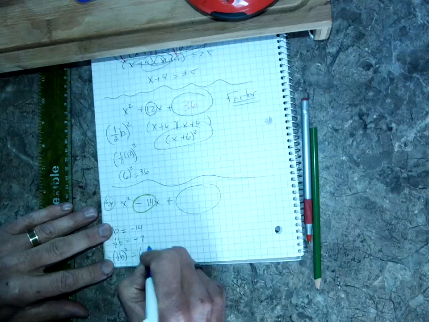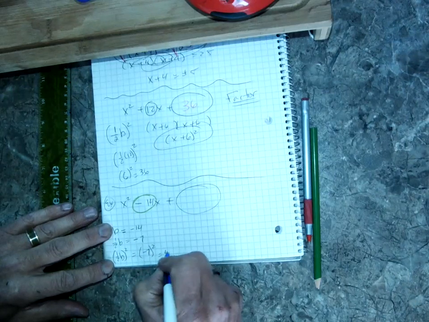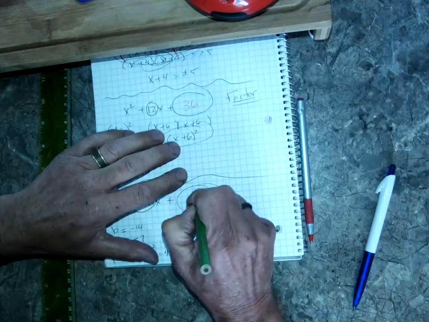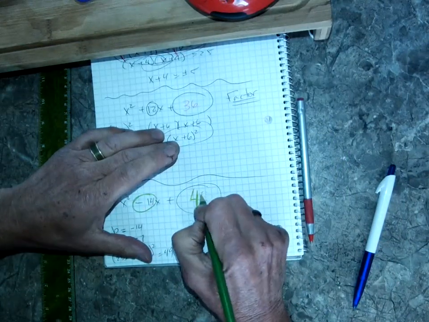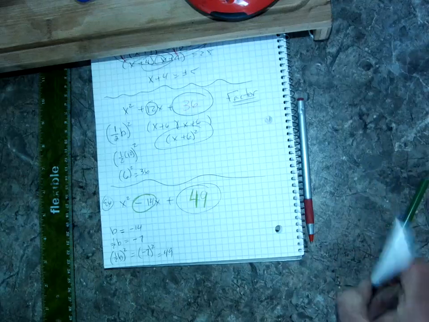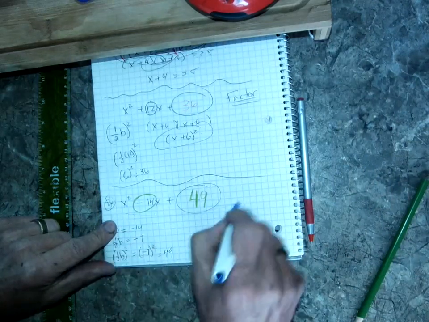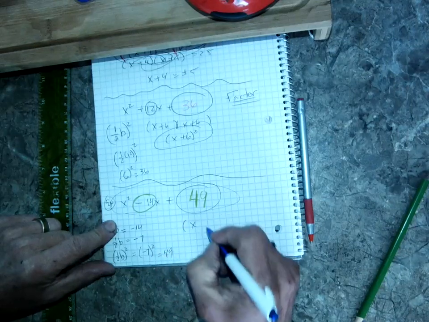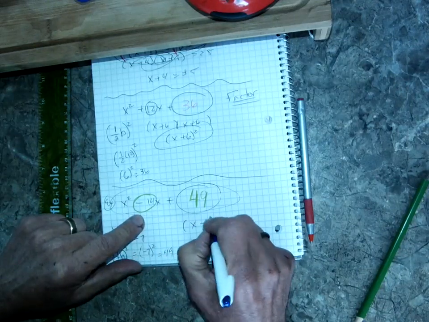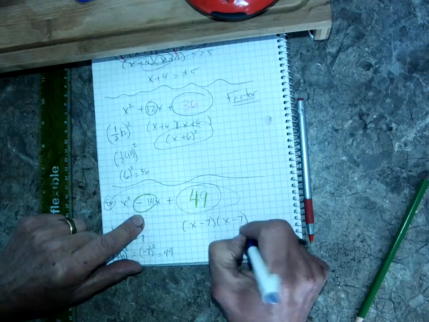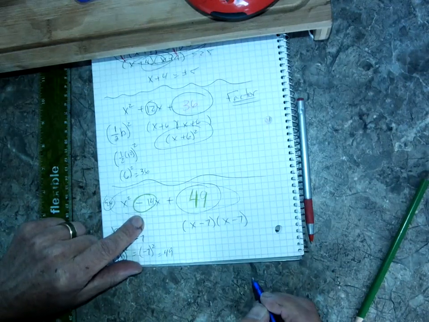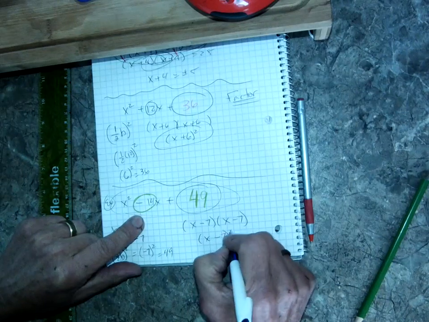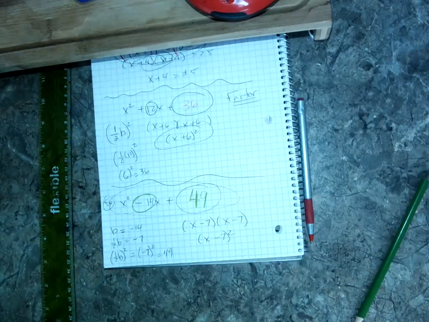Square negative 7, and I get a positive 49. So that's the number I want to put right here, because when I factor my trinomial, we get an x minus 7, x minus 7. x minus 7 times x minus 7, we can rewrite as an x minus 7 squared. Okay, so this is called completing the square.